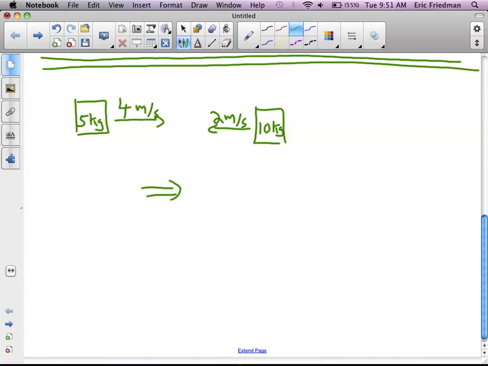Okay, so just picking up where we left off, the idea here once again is that if I have two objects that are colliding in an elastic collision, then I need to know more information than just their initial conditions. I've got to know something that's happening after the collision because I've got too many variables to deal with.